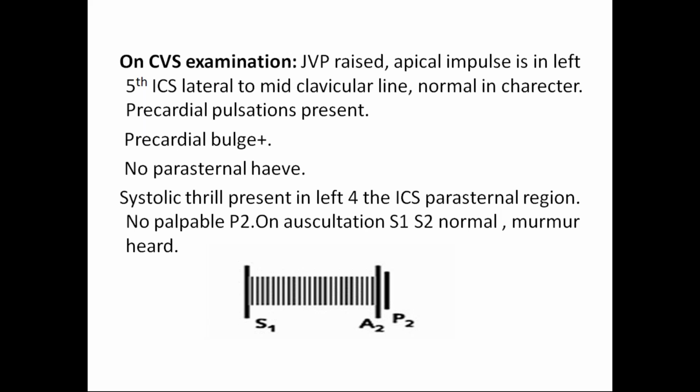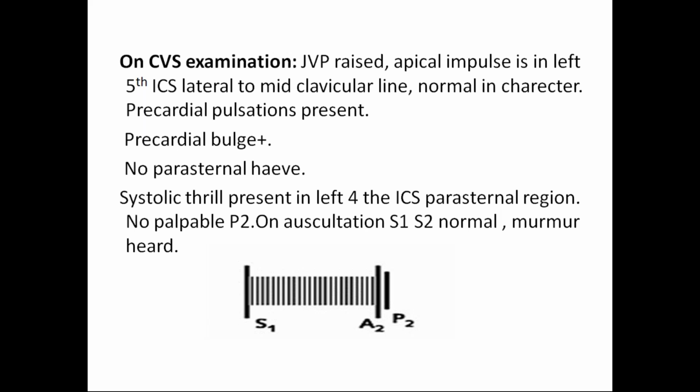And the systolic thrill here is on palpation. You have to write it like inspection. It is a case scenario, that's why I gave it like this. But in the examination, you have to write cardiovascular examination, inspection. These are the findings: JVP rise, apical impulse visible in which area, precordial pulsation and precordial bulge. Up to this level will be the inspectory findings. In palpation, you will look for parasternal heave and also whether any thrills are there or not. Here, systolic thrill is present in the left fourth intercostal space, parasternal region.